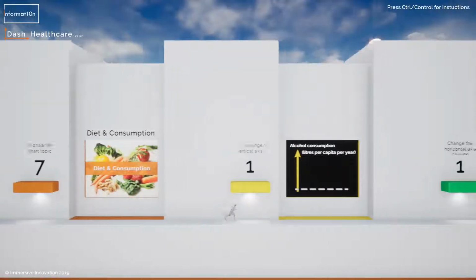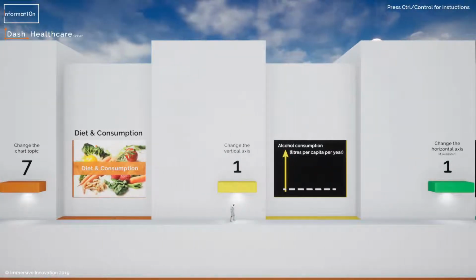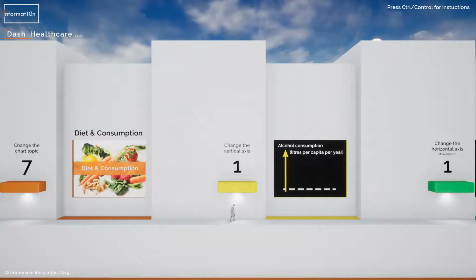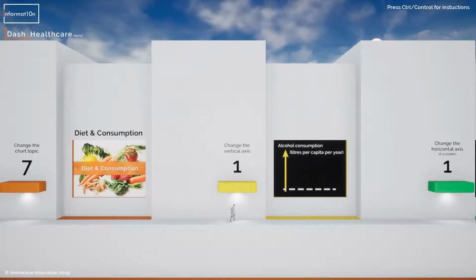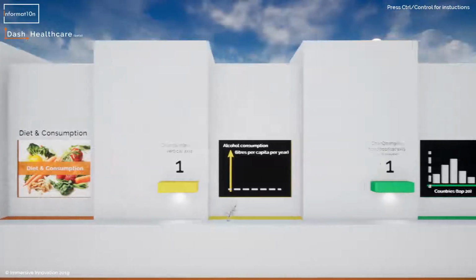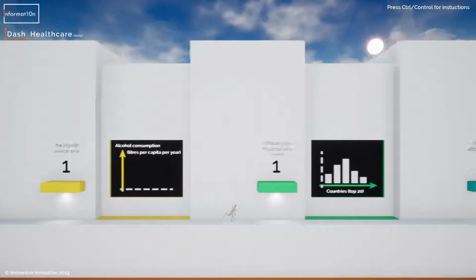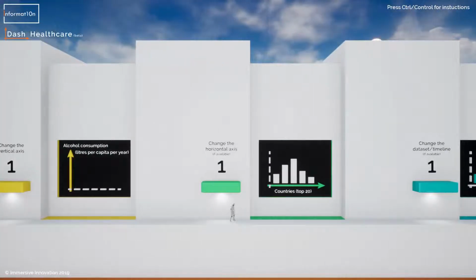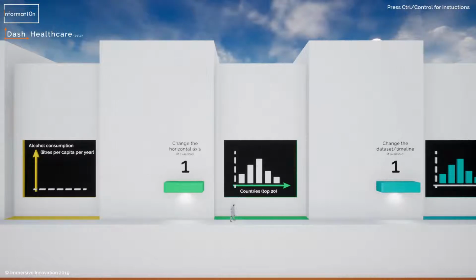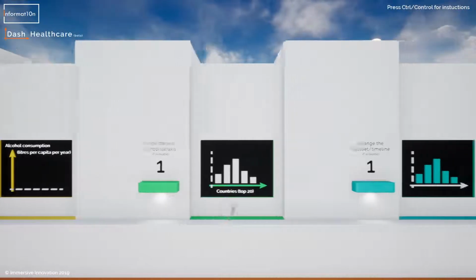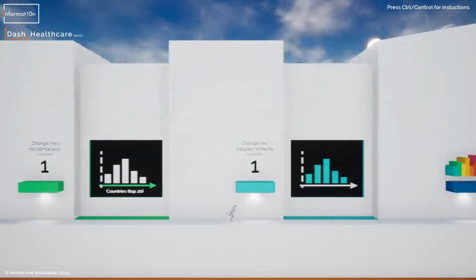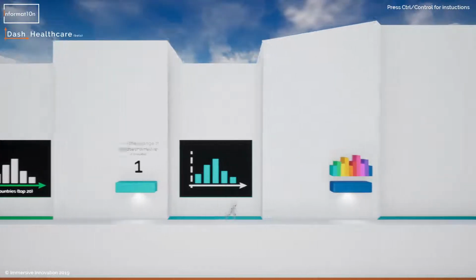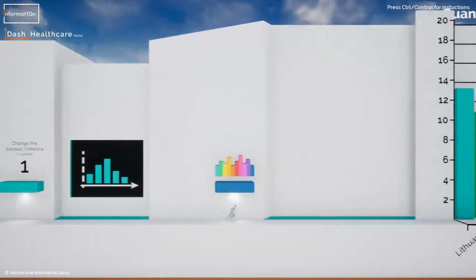So the second selection box, set to number 1. The first chart is alcohol consumption, litres per capita per year. So I'm just going to leave this one as it is. And the third selection box shows me that on the horizontal axis, I'm going to be looking at the top 20 countries. So I'm just going to leave that as it is. And there aren't any further options for this chart. So I'm just going to keep going to the right and take a look at it.